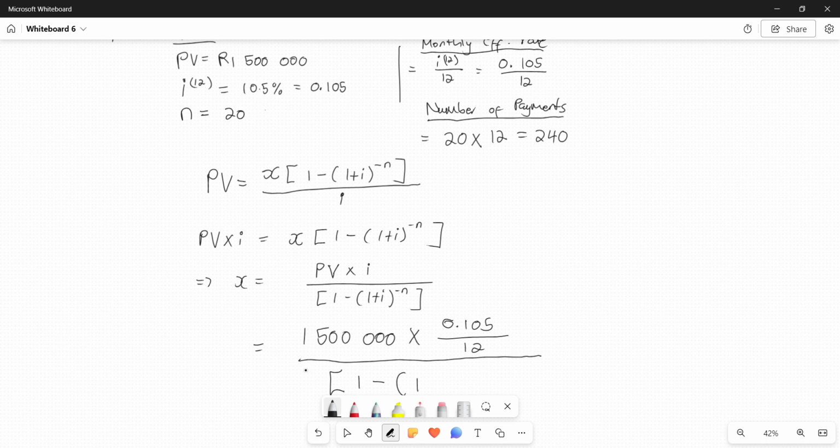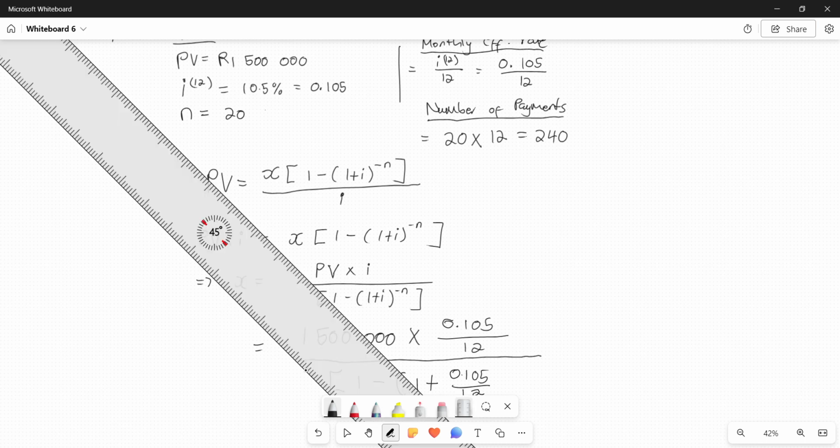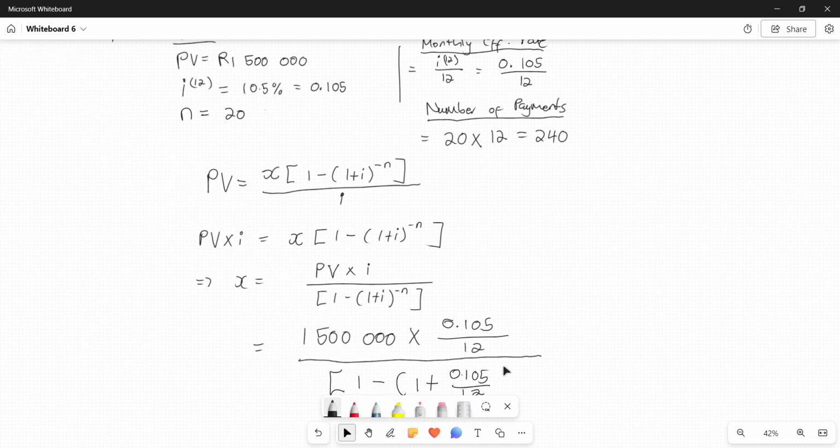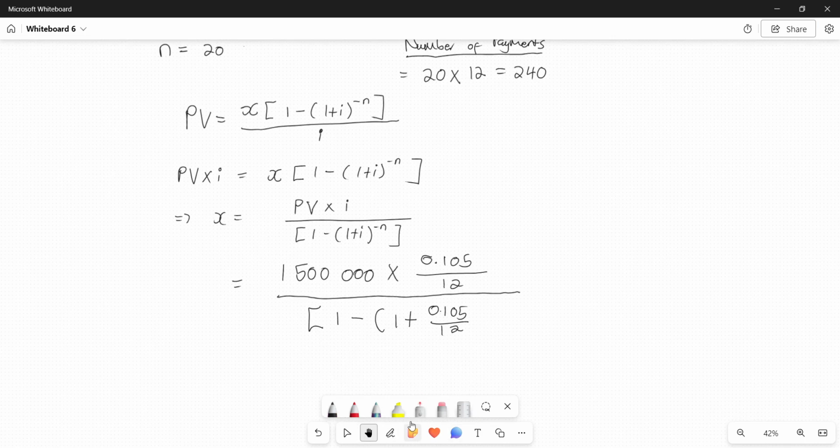So now all divided by 1 minus 1 plus, what is our monthly effective rate? 0.105 divided by 12, to the power of. For this one, it will not be the number of years. Since we are going to have 240 payments, our n will be equal to 240. So it will be minus 240 instead of 20.